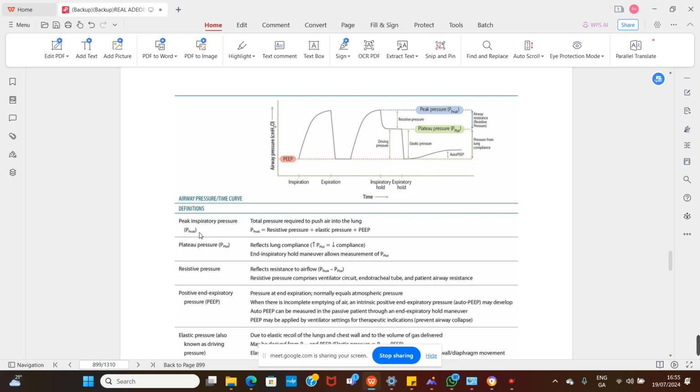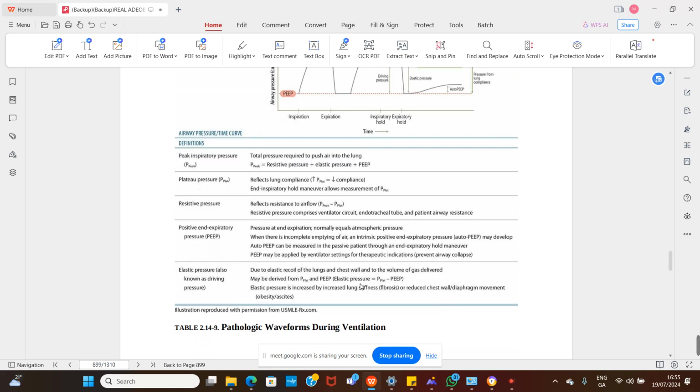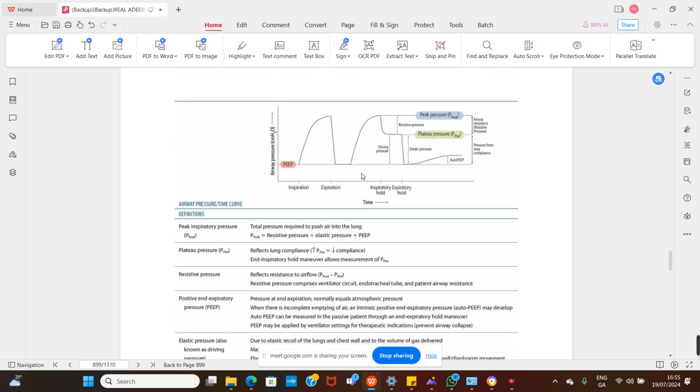Then the next is your plateau pressure. Plateau pressure is more like elastic pressure plus PEEP. Let me tell you why. You only get your plateau pressure when you eliminate airway resistance. When you hold the breath of the patient with your mechanical ventilator, there's an inspiratory hold. You have eliminated airway resistance, so you don't need restrictive pressure again. So the pressure to overcome elastic pressure and the PEEP is what you call the plateau pressure.